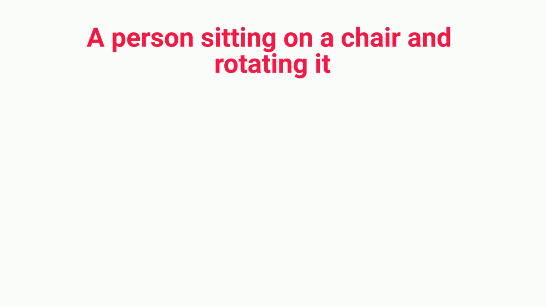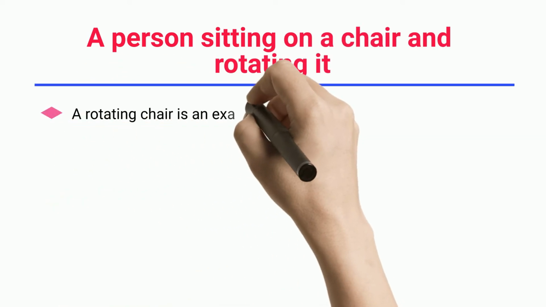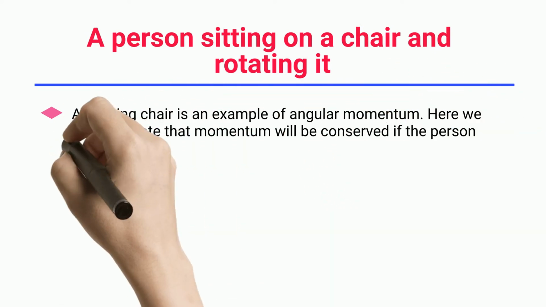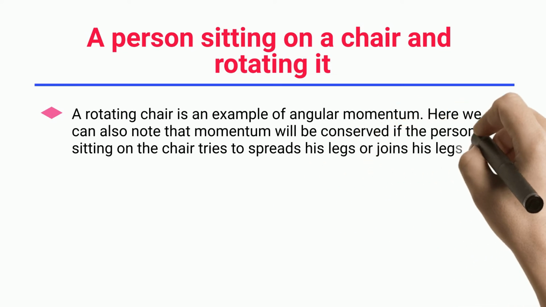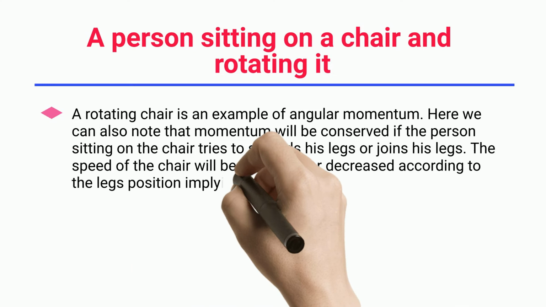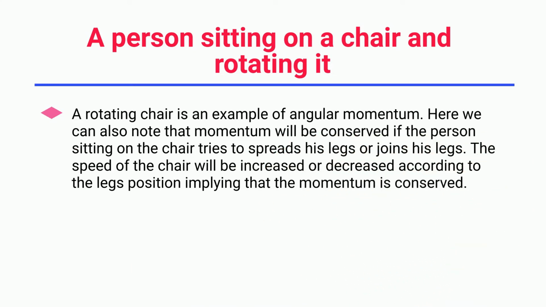A person sitting on a chair and rotating it. A rotating chair is an example of angular momentum. Here we can also note that momentum will be conserved if the person sitting on the chair tries to spread his legs or joins his legs. The speed of the chair will be increased or decreased according to the leg's position, implying that the momentum is conserved.